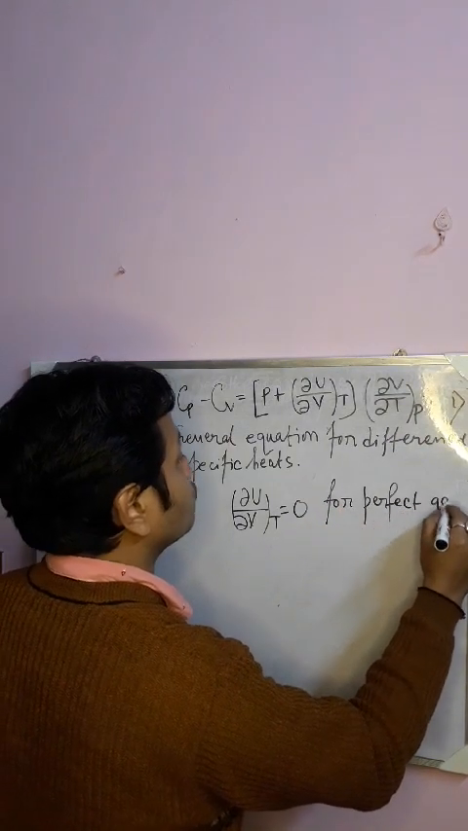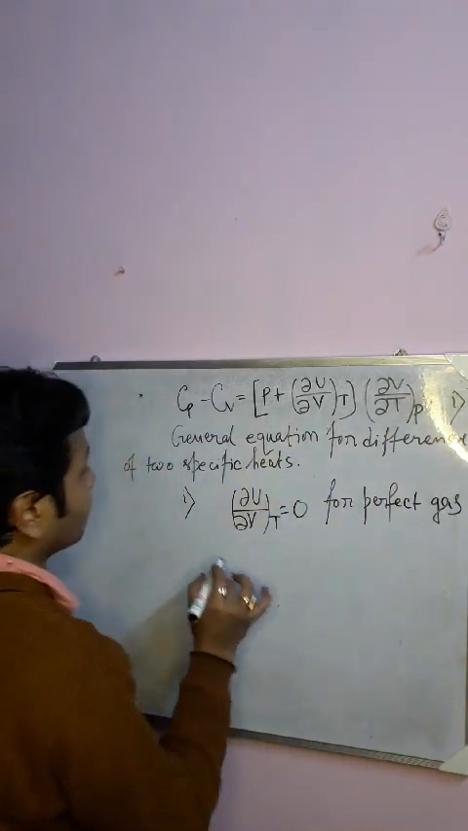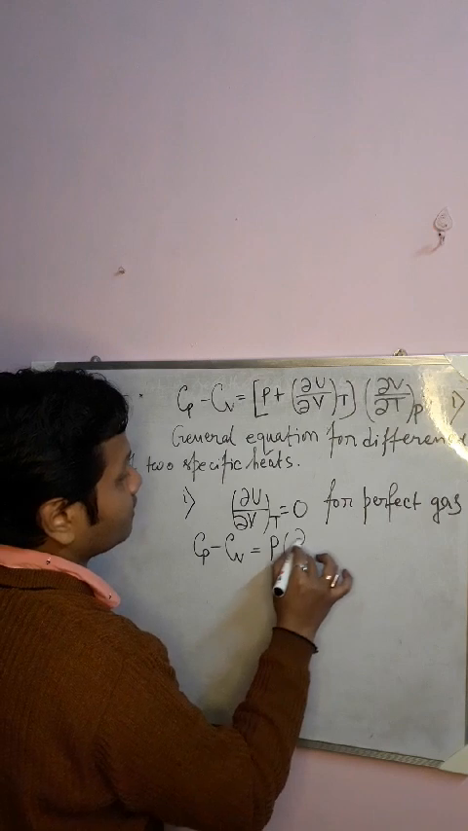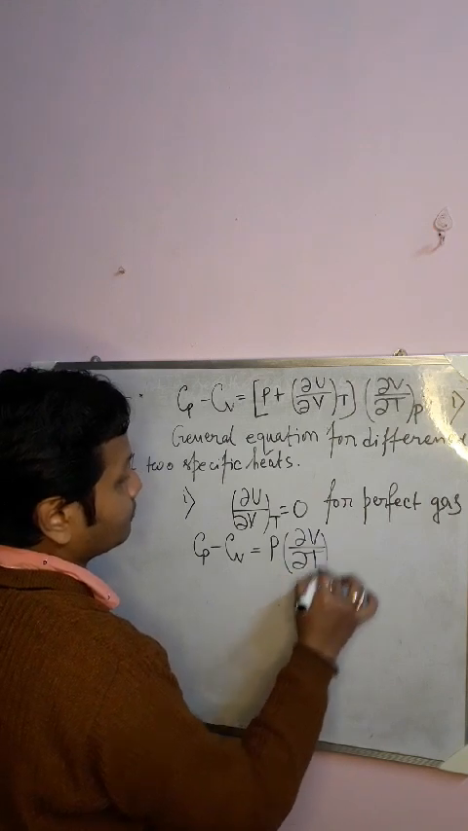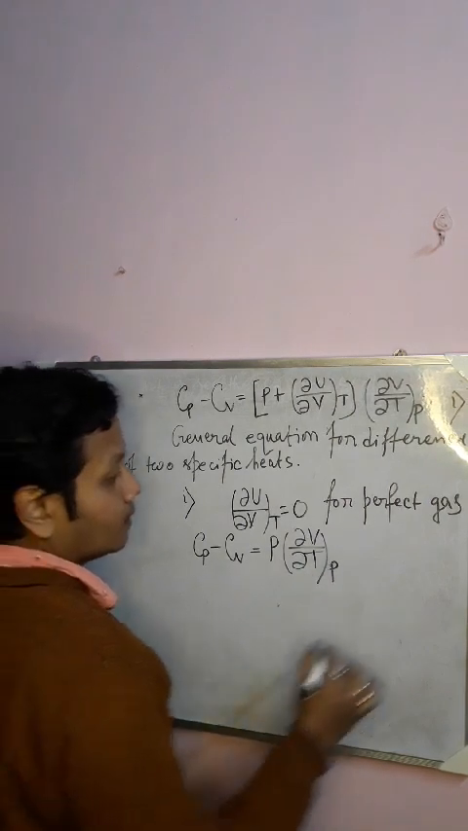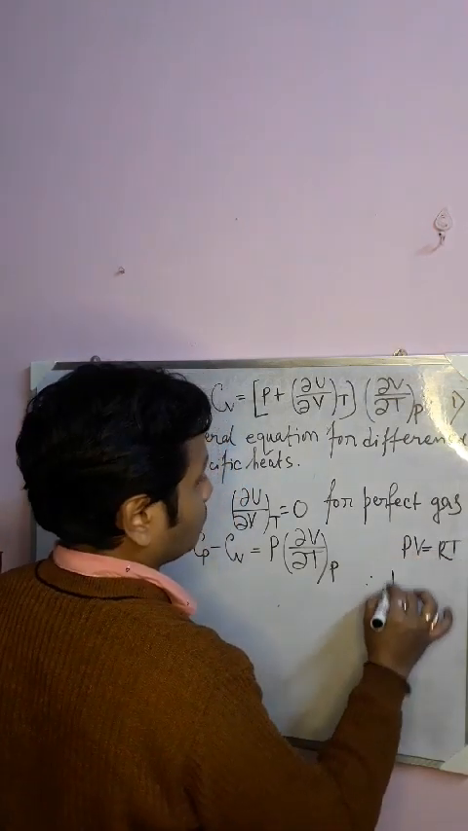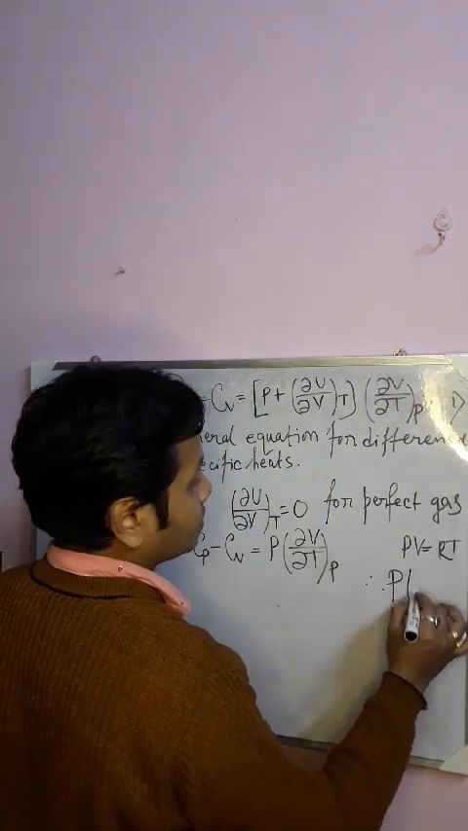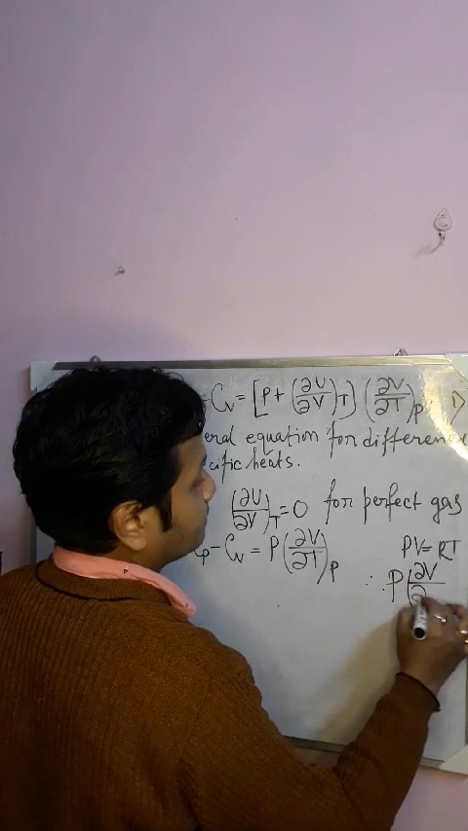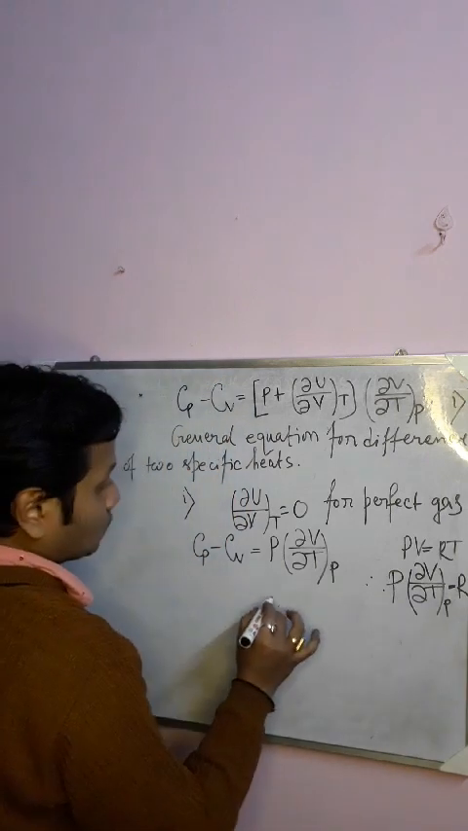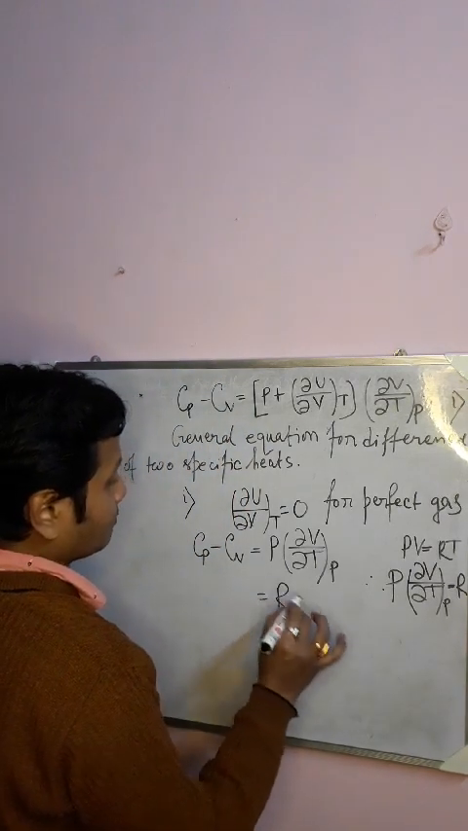So if you choose a perfect gas, then this term vanishes. So what would be the result? This will be simply P into del V del T at constant pressure. Now again apply the equation PV equals RT. By keeping pressure constant, if you differentiate this, then what will this become? This will become R.